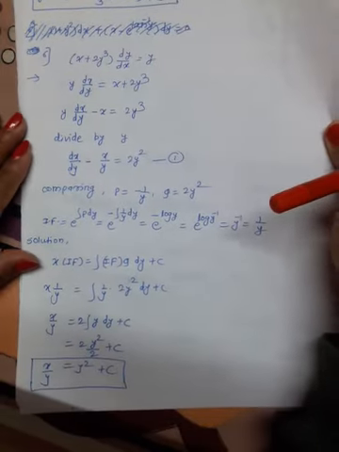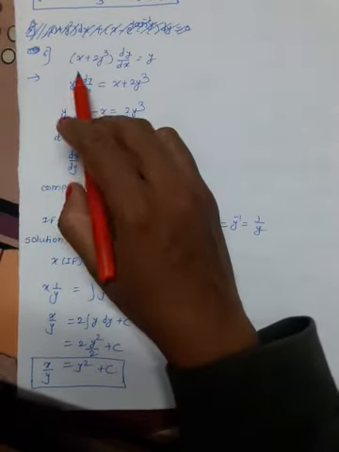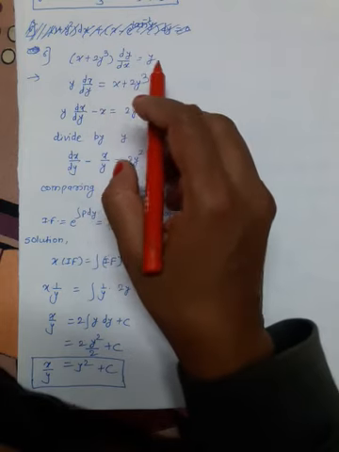Now move to the next example. X plus 2y cube into dy by dx is equal to y.